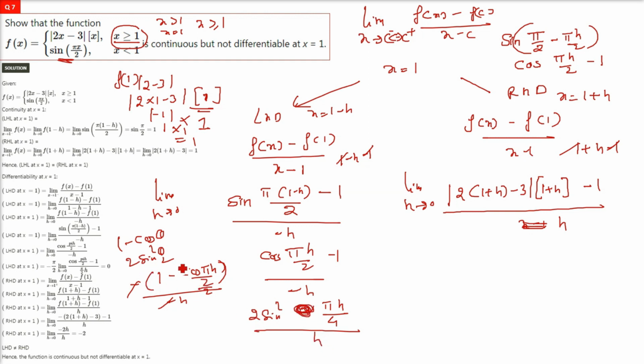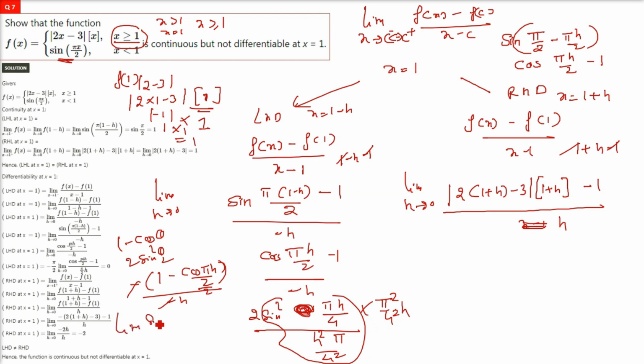You need pi square h square by 4 in the denominator, and that will be multiplied in the numerator also, because you need sine theta by theta, and sine theta by theta is going to be 1. So pi square h square by 4 you need in the numerator also. You already have h in the denominator, so you have to have an h again in the numerator. Okay, there is one h already. Now this whole thing is going to be 1. Sine theta by theta is 1.